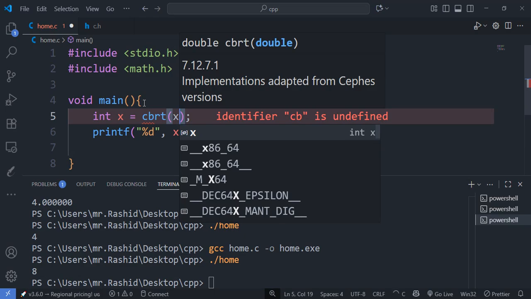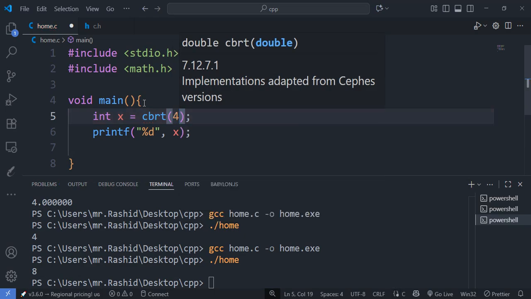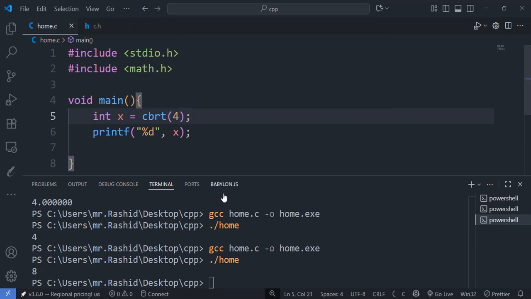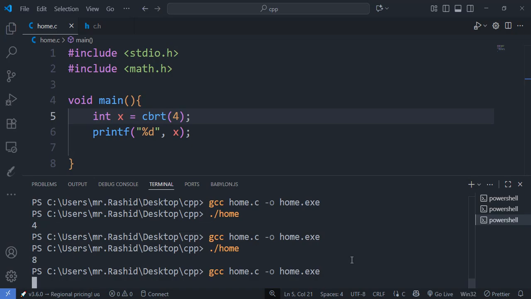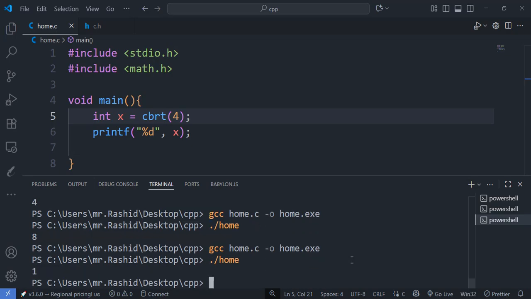So here I'm going to provide in 4. If I provide in 4, let us look at the cube root of 4, and we see, we get 1 point something. Okay, so let us try one that we know very well.